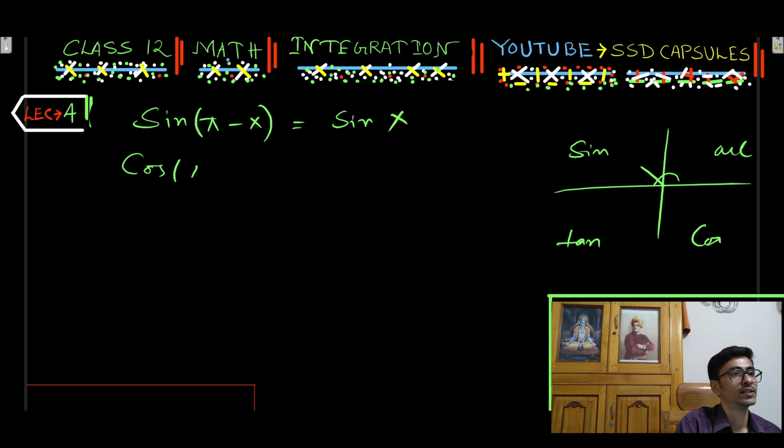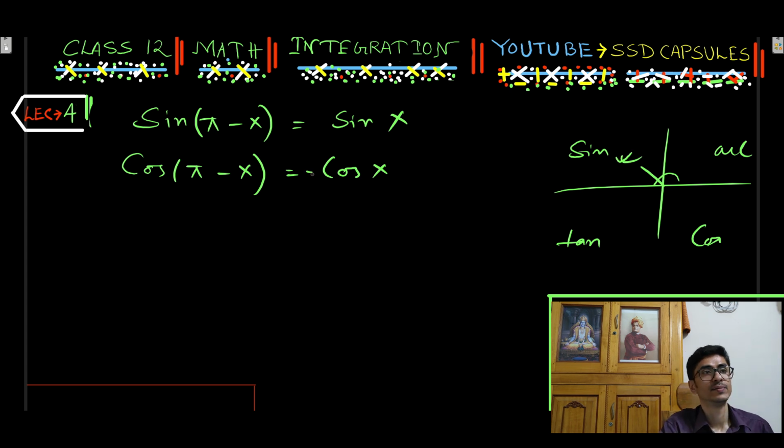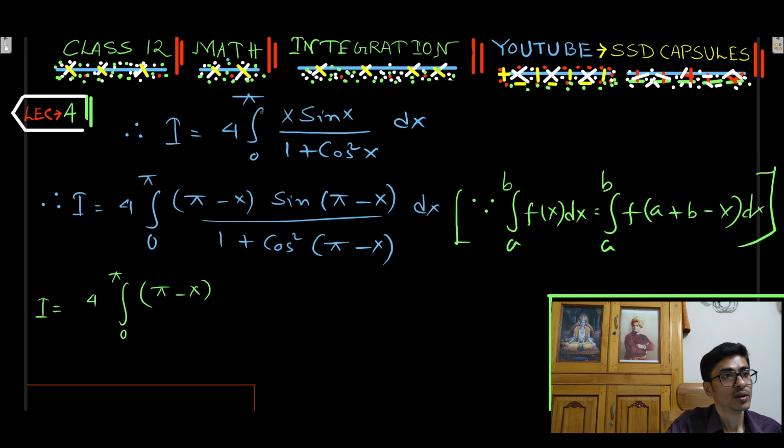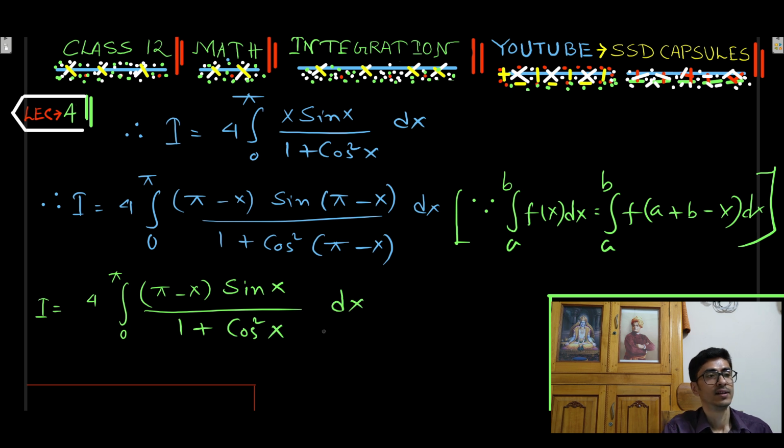Cos of pi minus x. Everything will be similar, cos x, but in that quadrant cos takes the negative sign, but here it is cos square of pi minus x, so it will become cos square x. So previous page, 4 into 0 to pi minus x, here sin x by 1 plus cos square x dx. I think you have understood this step.